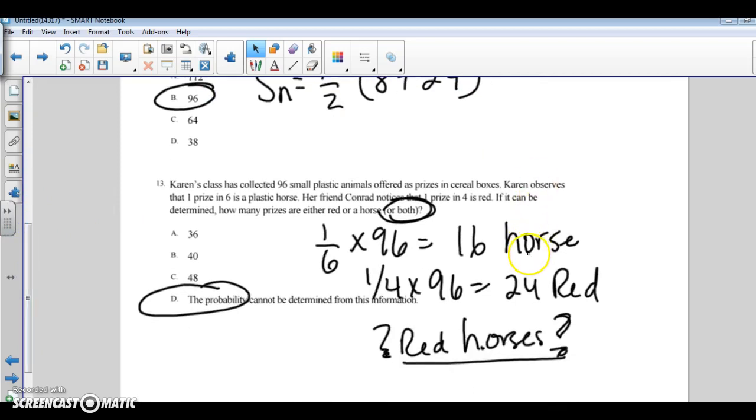Number 13, Karen's class collected 96 small offerings. 1 in 6 is a plastic horse. 1 in 4 is red. It can be determined how many prizes are either red or a horse or both. Well, you can figure out how many horses, and you can figure out how many red, because you just take 1/6 times 96 and 1/4 times 96. But the problem is you have no idea how many are red and horses. It doesn't tell you how much intersection there is. And there must be other colors and other animals. So because of that, you actually can't determine this one.